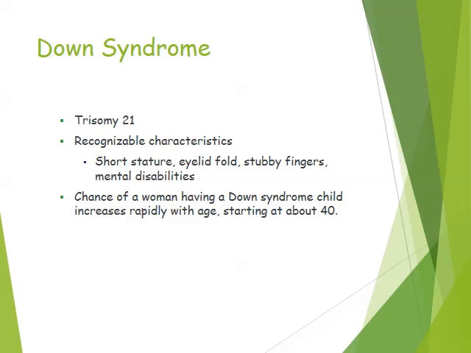So the recognizable characteristics of Down syndrome are short stature, eye folds, stubby fingers, and mental disabilities. There's also potential heart or respiratory problems. But again, saying that it's a syndrome, there are individuals with Down syndrome that have an average or above average level of intelligence. The chance of a woman having a Down syndrome child increases rapidly, starting at age 40.